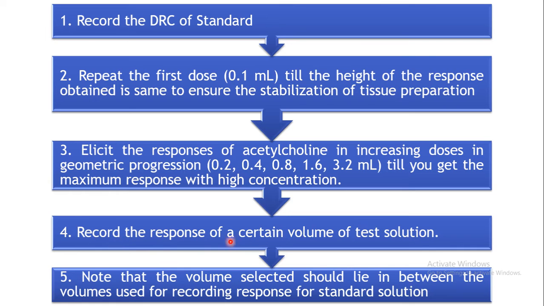Next is to record the response of a certain volume of test solution. So you should select this volume. This volume of test should lie in between the volumes which are used for recording the standard solution. So these are the volumes of your standard drug, and you need to select your test volume in such a way that it lies in between these. Ideally you can select say 0.4 ml of your test. It is recommended that you repeat this dose of your test, take two responses, then take the average of it and use it for calculation.